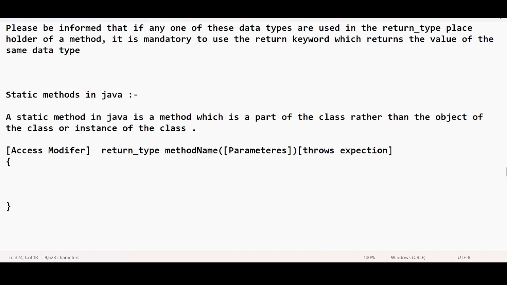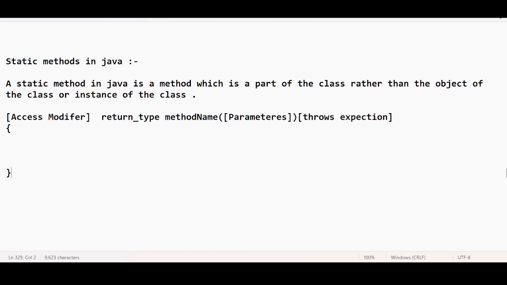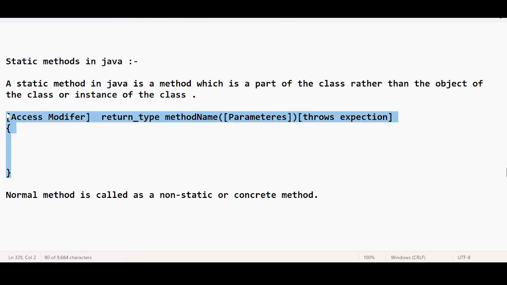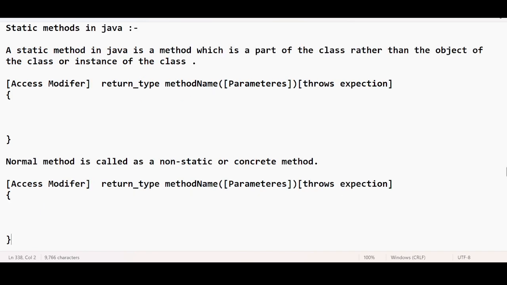To transfer the control to the static method, we will be following a different approach. What is the approach that we were following to transfer the control to the normal method? A normal method is called a non-static method. When you don't use the static keyword, it is called a non-static method or a normal method or a concrete method. Remember this terminology. This is the syntax for the concrete method or the normal method that we have been discussing for the last 2 days.